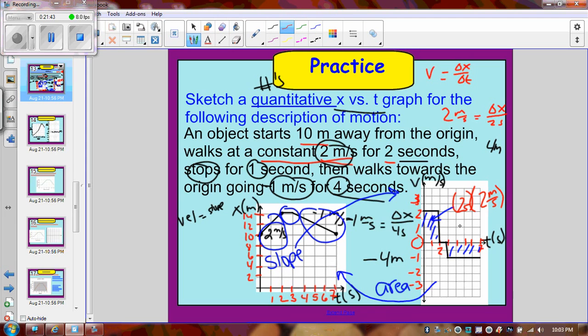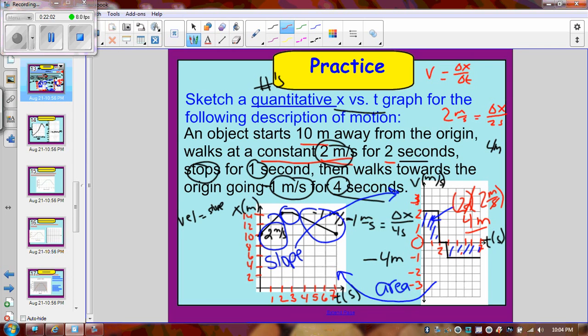If I multiply those out, 2 times 2 is 4, and the seconds cancel out, leaving me in meters. So what does the area underneath this graph tell you? That tells me in 2 seconds the object moved 4 meters. And guess what? We actually figured that out over here.